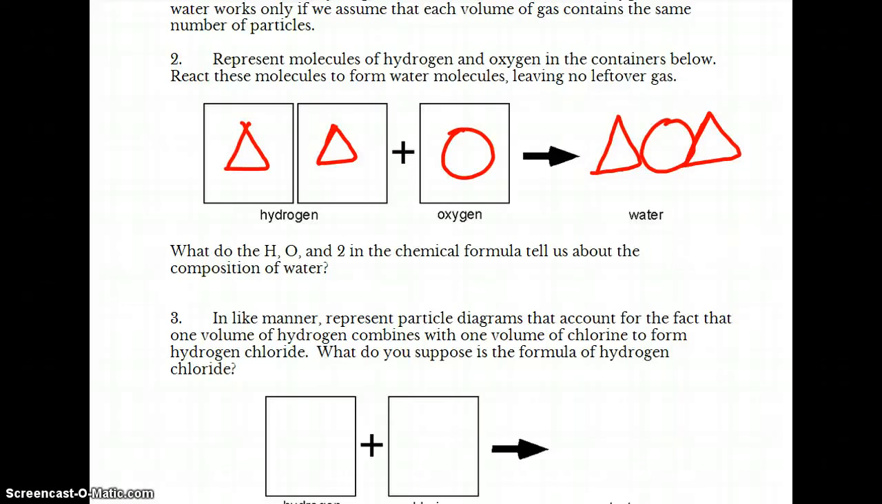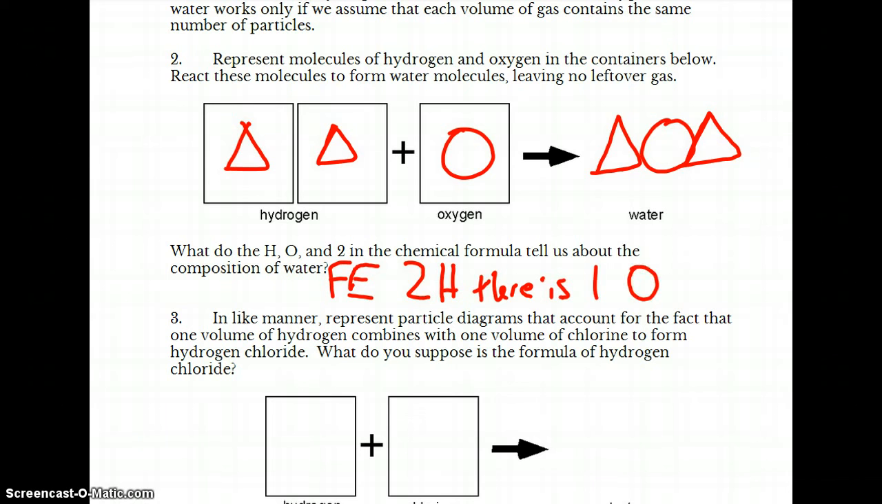Oh, sorry, I skipped this one. What do the H and the 2 in the chemical formula tell us about the composition of water? It tells us that for every two H's, there is one O.